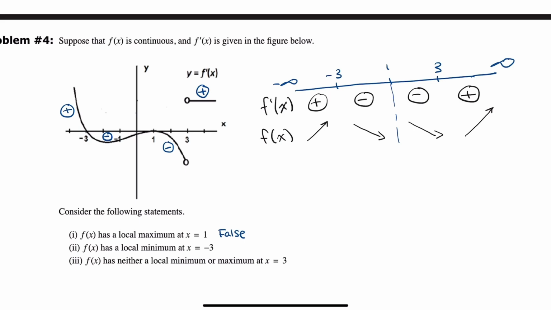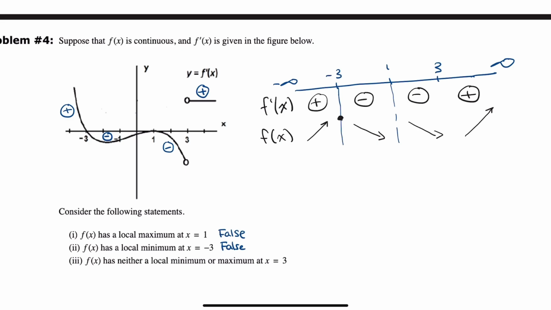Statement 2 says that f of x has a local minimum at x equals negative 3. X equals negative 3 is right over here, and we see that we go from increasing to decreasing. And so if we're going to go from increasing to decreasing, we're going to have a point at the top right here, which means that is a maximum and it is not a minimum. Therefore, this statement is also false. And to correct this, we would have to say there is a local maximum at x equals negative 3.